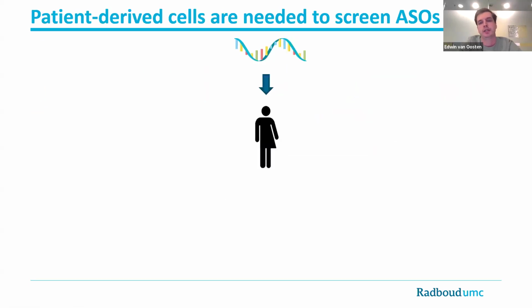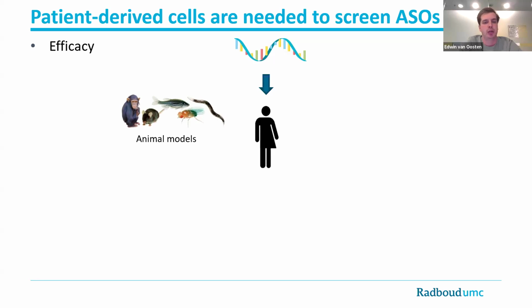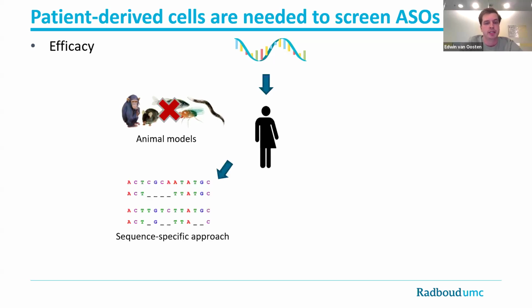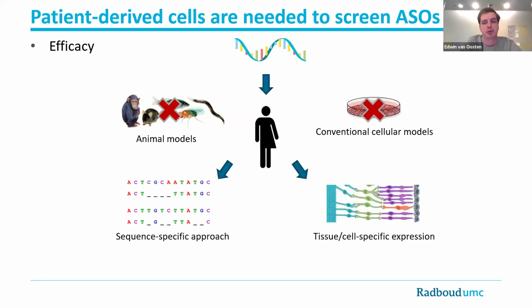But before we can give this ASO to the patient, we of course have to test for efficacy. And normally in normal drug development, you might use an animal model. However, in our case, these animal models are not suitable as, well, these ASOs require a sequence-specific approach, but also it doesn't make sense to create a humanized model carrying this specific variant if there's only one patient. It's just way too expensive and costs way too much time. Alternatively, conventional cell models are also not suitable, as we require a tissue and cell-specific expression.